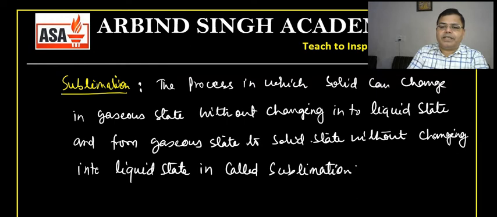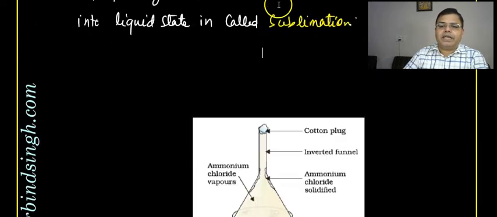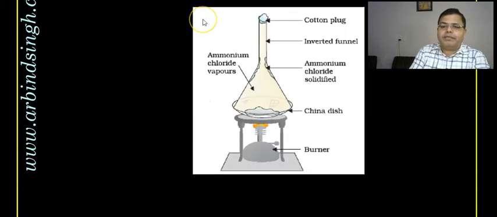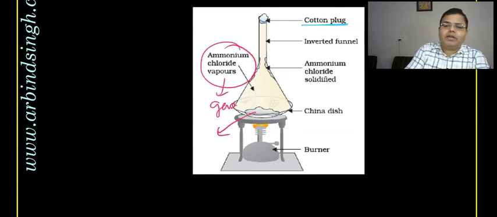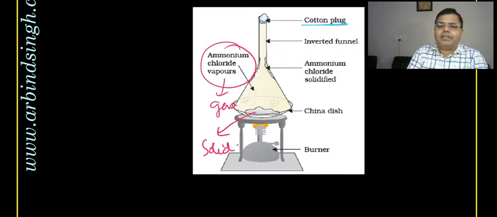Let us discuss this with one example. Let us see this experiment, which you can do on your own. If I put ammonium chloride powder and heat it in a china dish, there will be a yellowish gas in this funnel. The funnel is closed by a cotton plug, which will not let the vapor go out. But the temperature at this level and at a higher level will definitely be different. So there is ammonium chloride vapor here, a gaseous state, and this is a solid state. At this level, since the temperature is lower, it will cool, turn, and deposit on the wall of the funnel, and again form solid ammonium chloride.